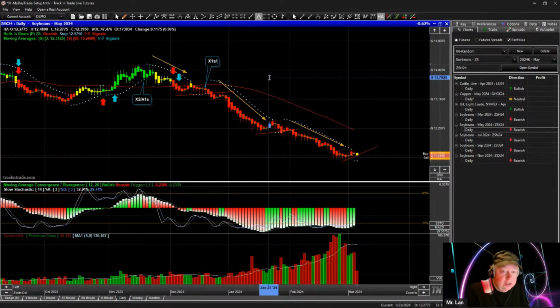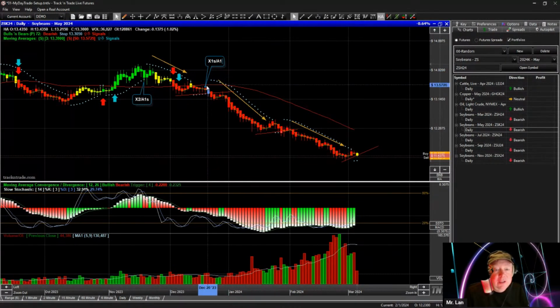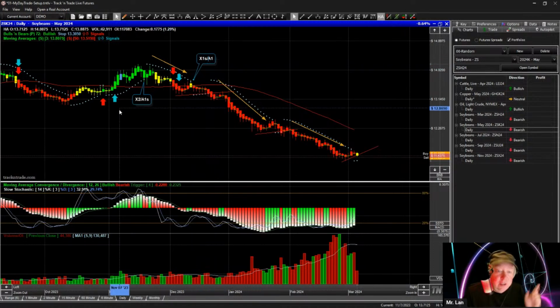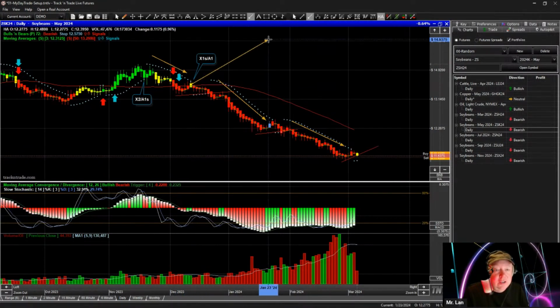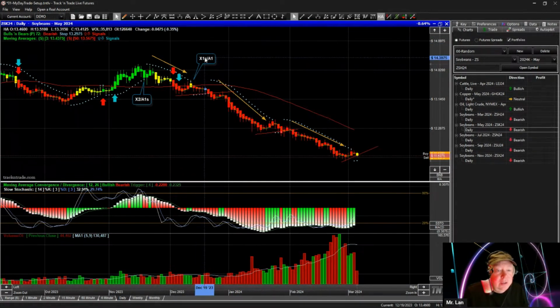X1S slash A1, right? Low probability of success. X1S A1, very low probability of success. Look in your book. It'll tell you very low probability of success. Okay. Success meaning going this direction. Okay. Taking the new A1 to the upside. Very low probability of success. It's actually, would that be an X1S A1?